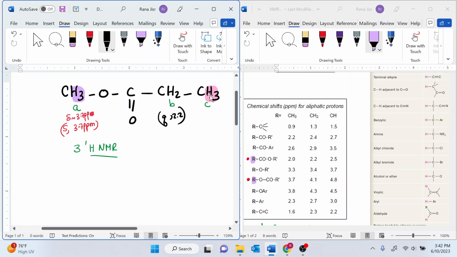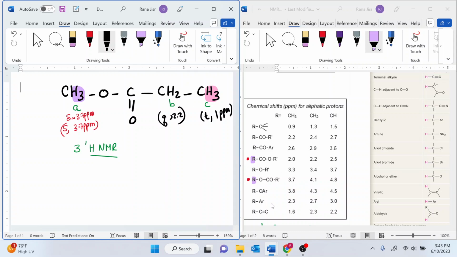And then this CH3 is going to be further upfield. So I'm going to treat this as an R. If the R is a CH3 in there, it's going to be 0.9 or around 1 part per million in this case. So that is going to appear as a triplet, around 1 part per million. It is a triplet because this CH3 is connected to 2 hydrogens plus 1, so it's going to be a triplet in this case.